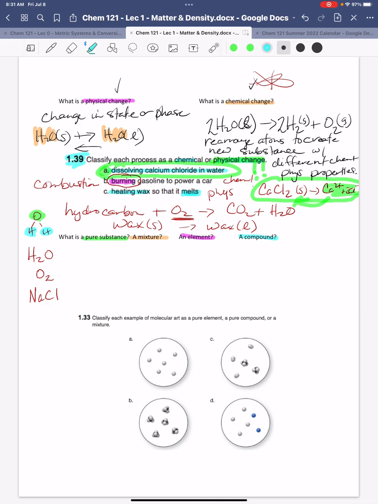Same thing with oxygen. Two particles of oxygen stuck together make pure oxygen. And our third example here is sodium chloride. This is just table salt that you put on your food to flavor it. It's a sodium attached to a chlorine. Again, it's pure, and it's confusing because there's two substances there, sodium and chlorine, but they're connected together. When they're connected together, they're a single type of molecule. And so we can classify those as pure substances.